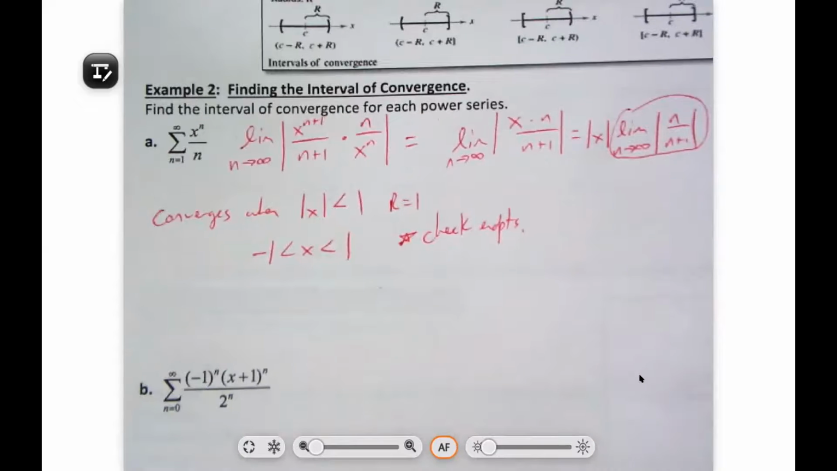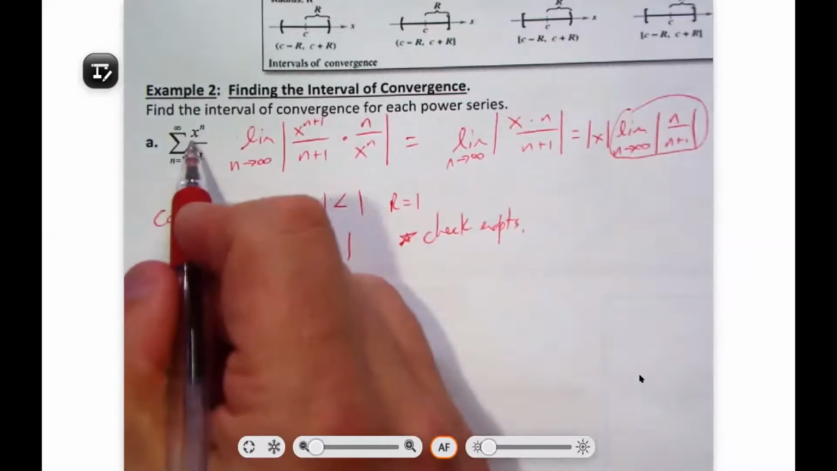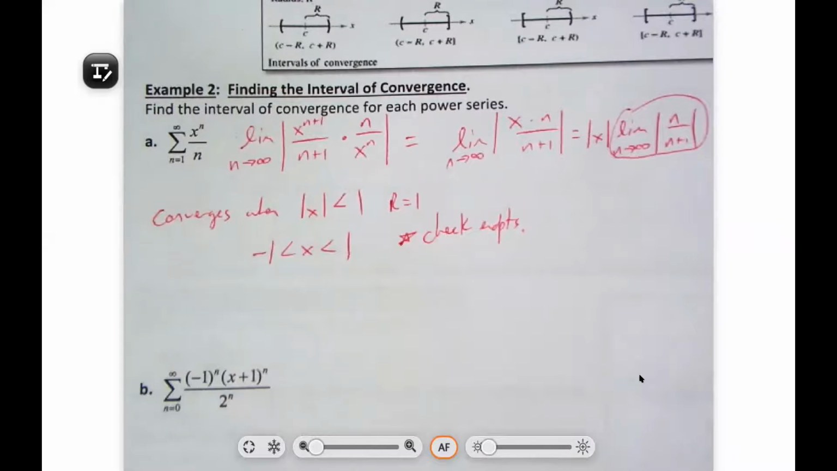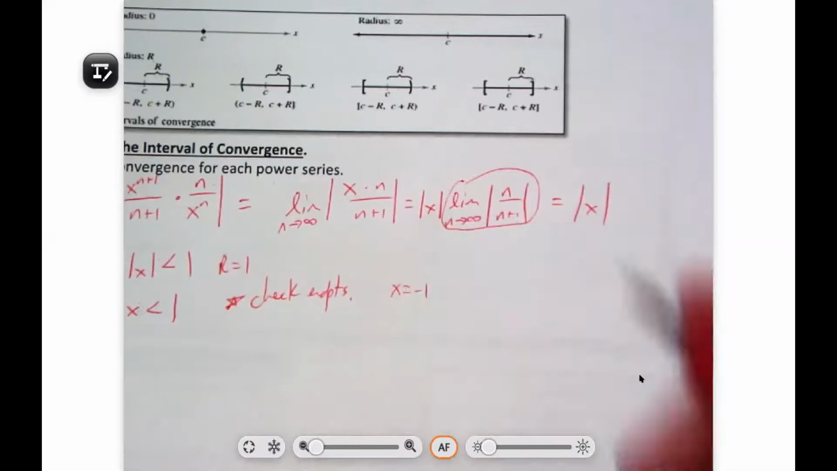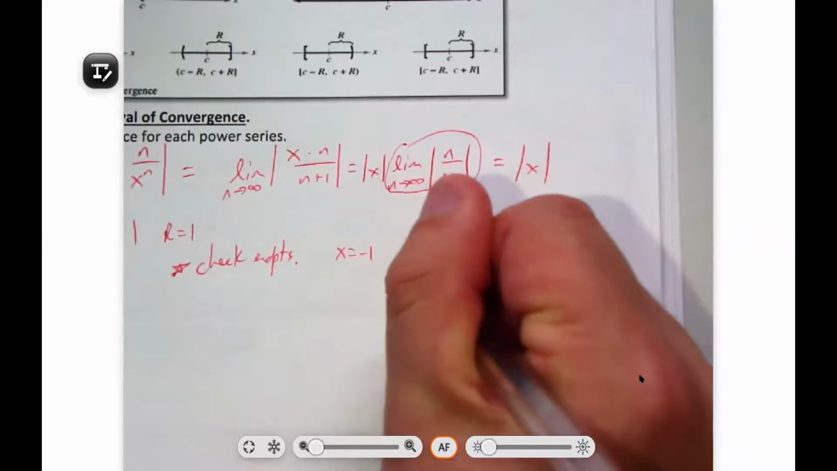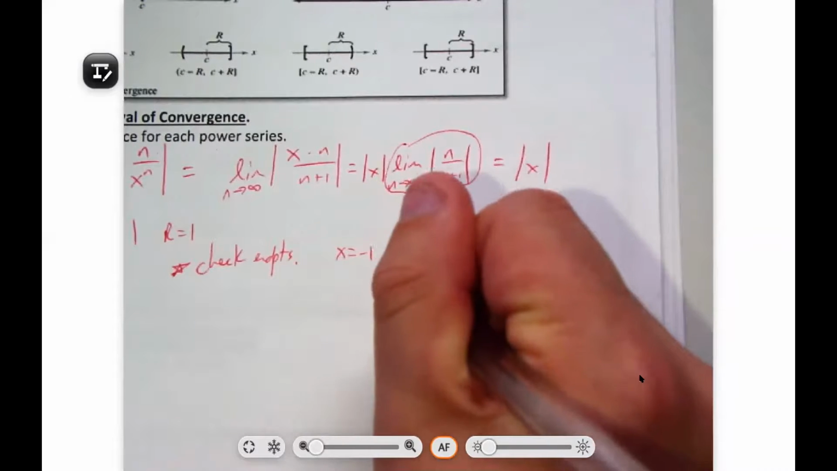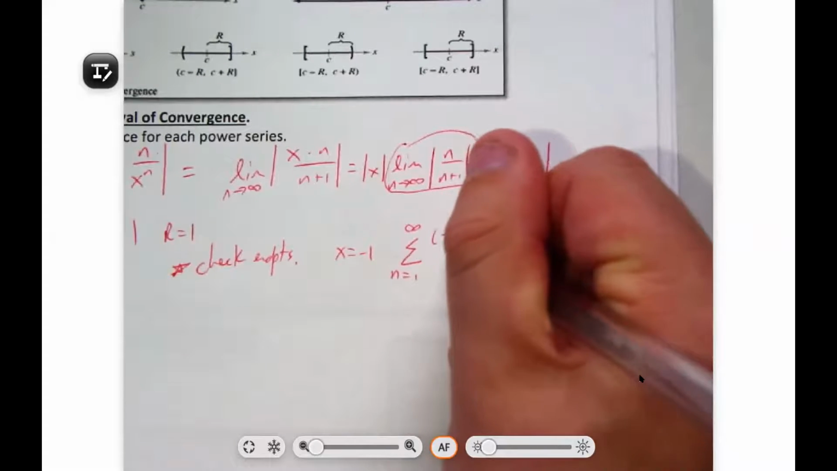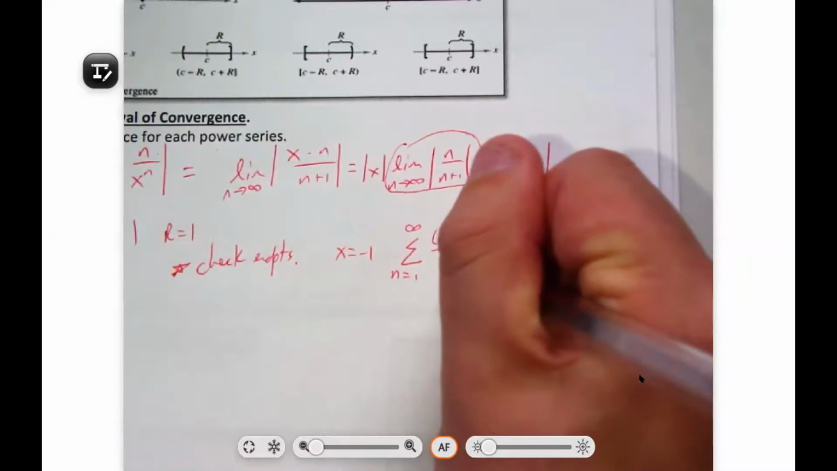When I say check the endpoints, we are literally taking each endpoint and plugging it in for x in the series. Then it's like we're going back to last chapter and thinking about our convergence tests. Does the series actually converge? So first, let's check -1. If I plug -1 in for x in the series, we would have the summation from n equals 1 to infinity of (-1) to the n over n.